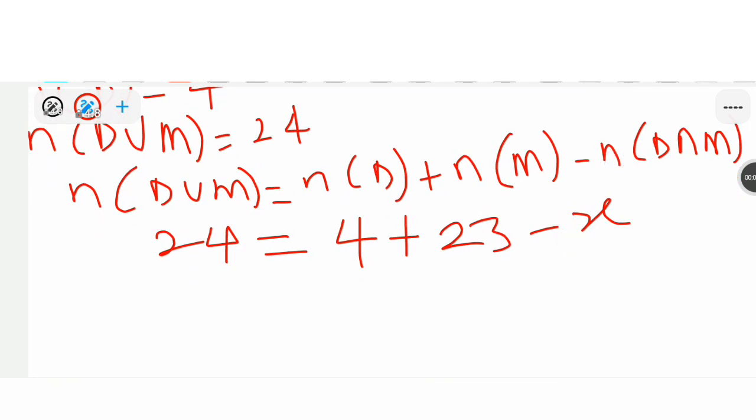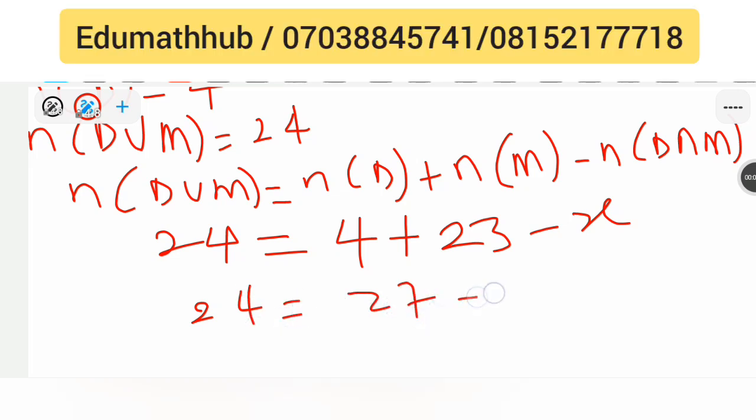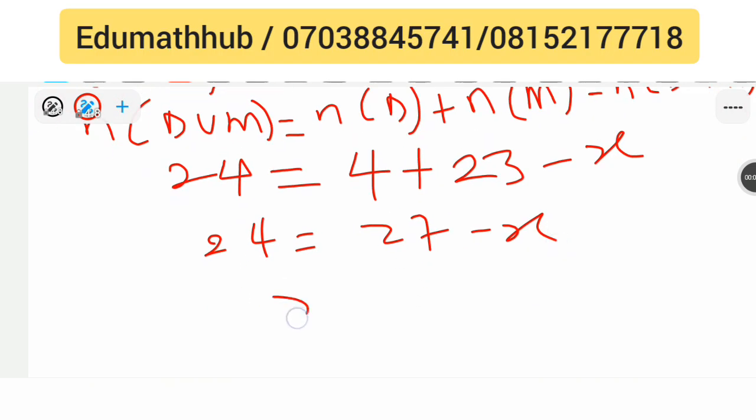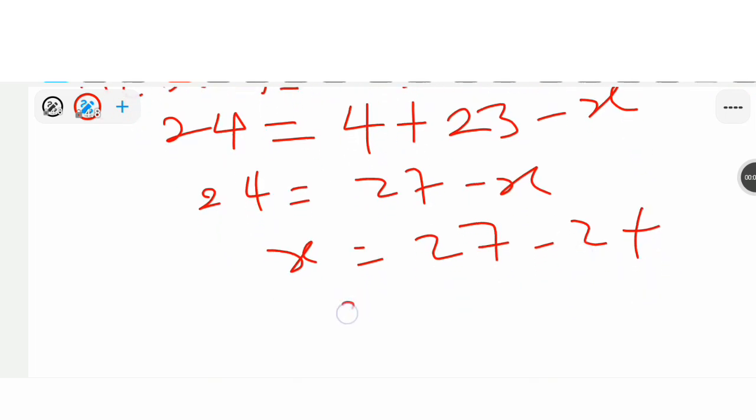So if you finish, this will give you 24, this will give you 27 minus X. From here you can find X. X is 27 minus 24. That means X is 3. That means there are 3 men who are also doctors at the same time. So there are 3 men who are also doctors.